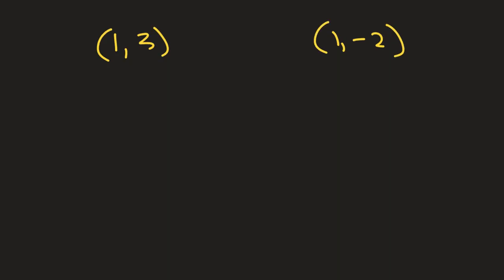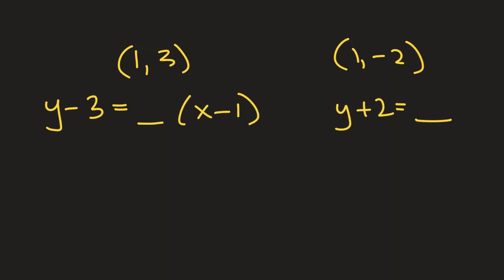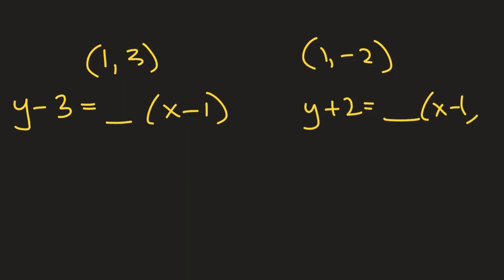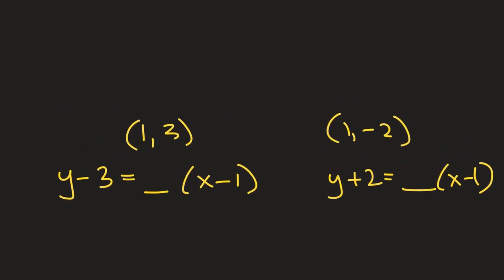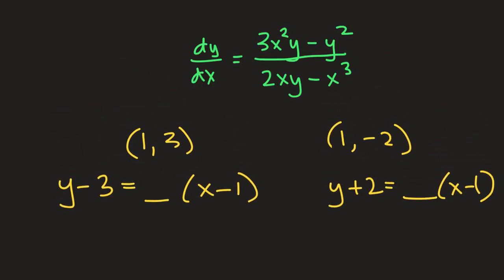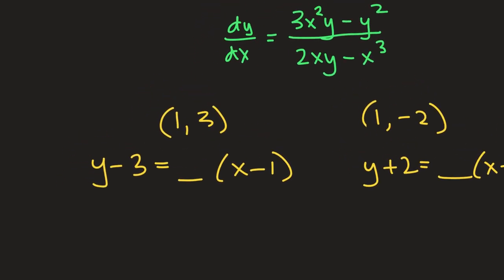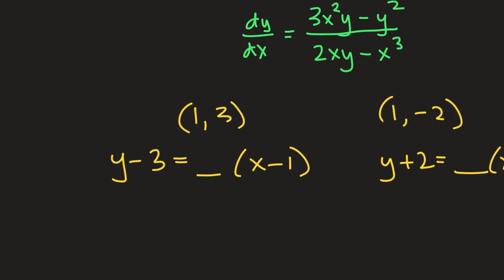So we're going to write equations of tangent lines for both of these points. Okay, so hopefully you're going to use point slope form. Y minus 3 equals m times x minus 1. Y plus 2 equals m times x minus 1. Okay, so what I'm missing is my slope. Okay, I'm missing the slope from both of these equations. But I know the slope. I calculated that below. That was my dy dx. So let's replace x with 1 and y with 3. So we're going to do this one at a time to get them both done correctly.